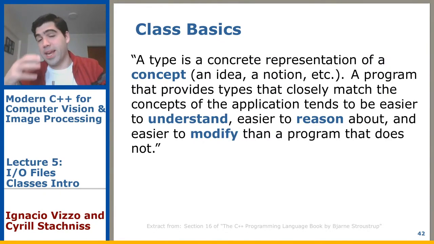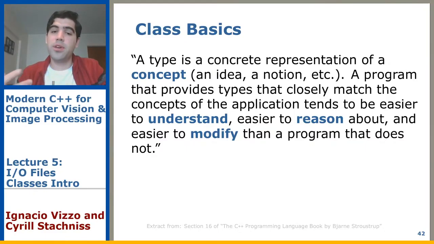A type or a class is a concrete representation of a concept, an idea, a notion, whatever. For example, a class can be a banana, a fruit, an image, a point cloud, whatever. A program that provides types that closely match the concepts of the application tends to be easier to understand, easier to reason about, and easier to modify. So that's one of the key concepts of C++. Creating new types will allow you to write better programs, maintain them better, and make them run faster.